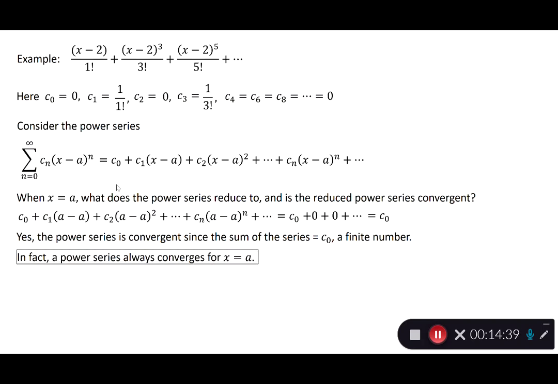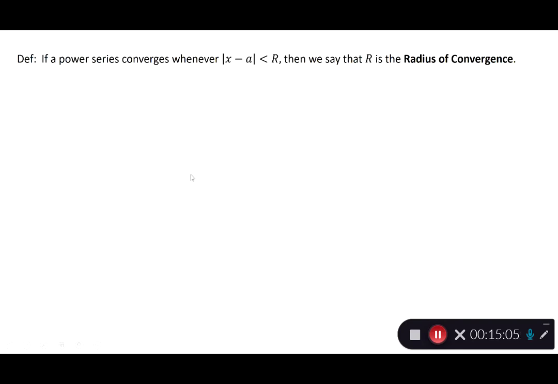In fact, we can make a generalized statement. A power series always converges for x equals a. Always. A power series, sigma n equals 0 to infinity, c sub n times (x minus a) to the n, converges for x equals a always. Keep that in mind. All right, another definition. If a power series converges whenever the absolute value of x minus a is less than r, then we say that r is the radius of convergence.